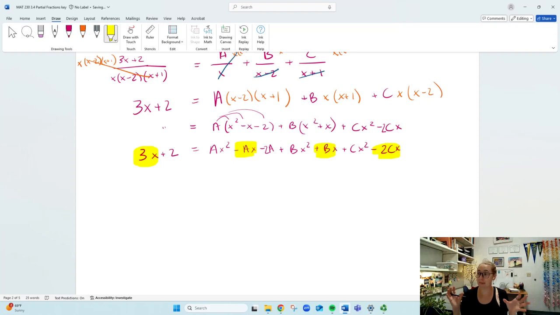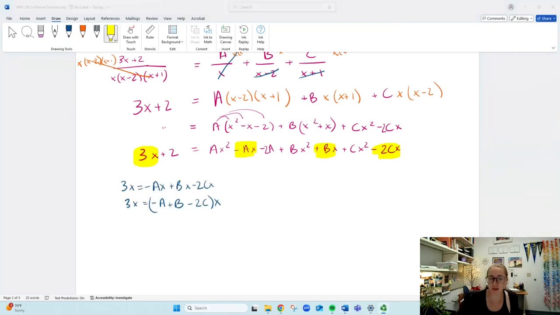I want to go ahead and compare those, and I'm going to write them as one equation, because I know that whatever negative ax plus bx minus 2cx is going to equal, it's going to have to equal my 3x over here. So really, once I have this equation, now I can factor out my x, and I know that 3 is actually going to be equal to my negative a plus b minus 2c. Now I have a system of equations, which is 3 is equal to negative a plus b minus 2c.